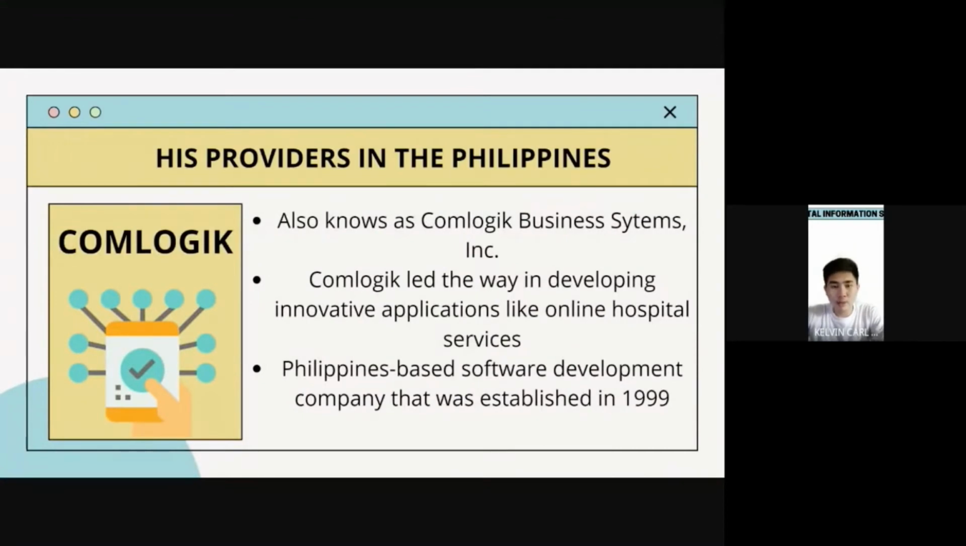And the last one is Comlogik, also known as Comlogik Business System Incorporated. Comlogik led the way in developing innovative applications like online hospital services in which patients can access their billings and examination results, while administrators can access report cards and doctors can access patients' records anytime and anywhere. It was also a Philippine-based software development company that was established in 1999.